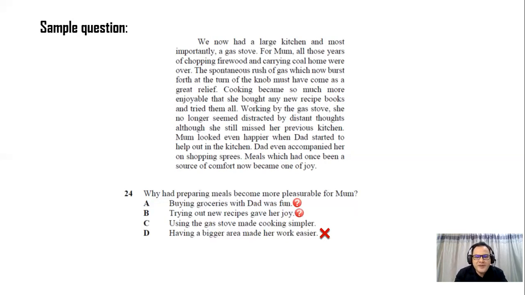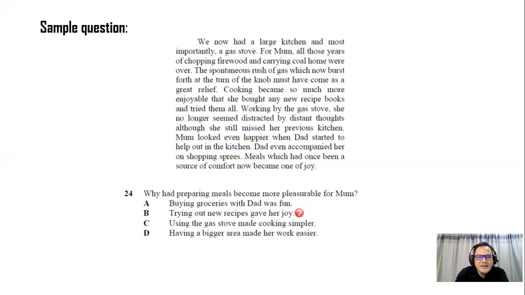So we are left with option A, buying groceries with dad was fun. B, trying out new recipes gave her joy. C, using the gas stove made cooking simpler. All of these three options seem plausible. But let's look at option A. Some students might choose this option. However, it mentioned here that mom looked happier, but it doesn't mention preparing meals. So we can eliminate option A.